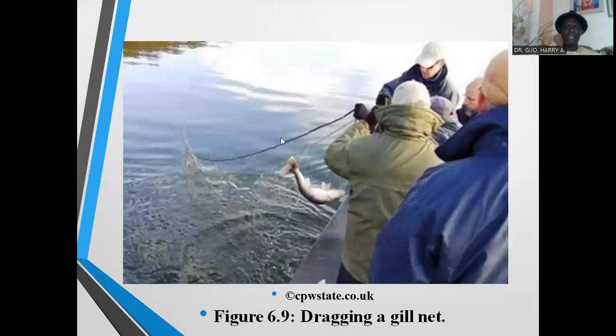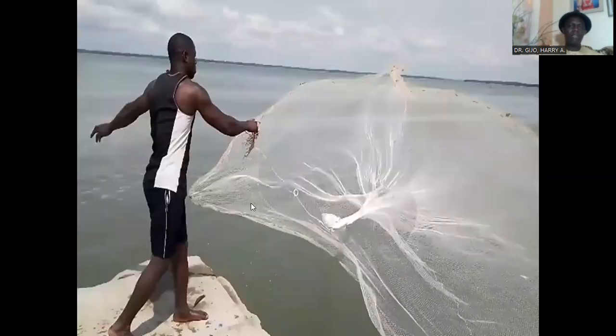Now, this is the gill net that's been retrieved. The top of the gill net usually has floaters, and the bottom has leads. The fish are entangled within the meshes around the opercular region of the fish, and that's why the net is called the gill net. The fish are caught around the opercular region.